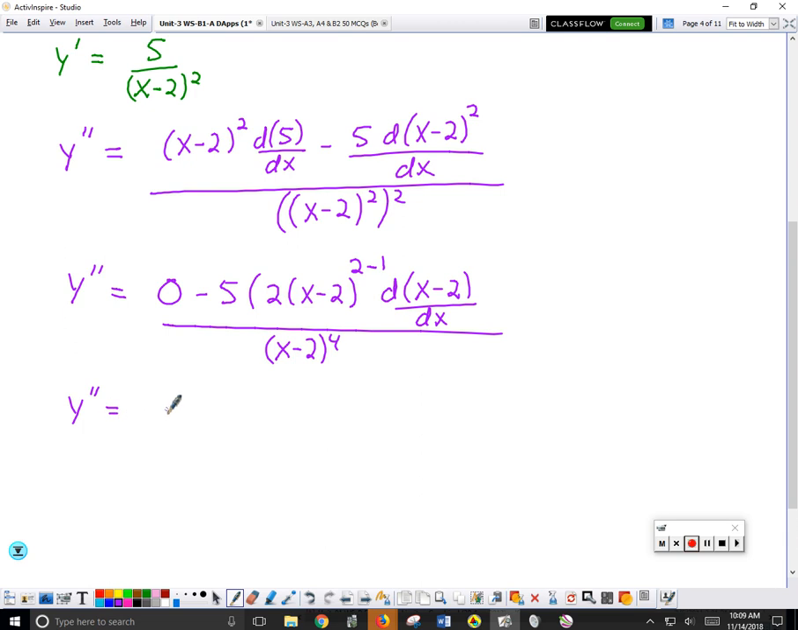So this is -5, 2, x subtract 2, multiplied by 1, x subtract 2 to the 4th. Questions? Please. Oh, true. How many saw the mistake? 2 points.